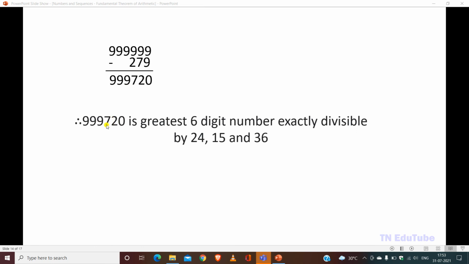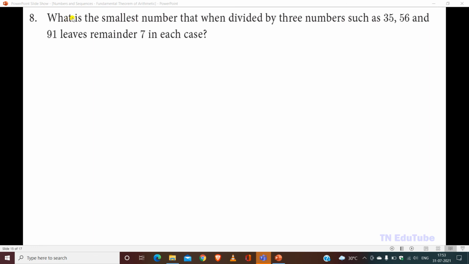So 999720 is the greatest 6-digit number exactly divisible by the given 3 numbers 24, 15 and 36. That is the answer for the given question. Then we pass on to the next question, the 8th one. What is the smallest number that when divided by the 3 numbers such as 35, 56 and 91 leaves remainder 7 in each case? What is the smallest number?